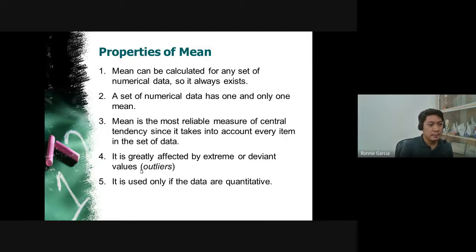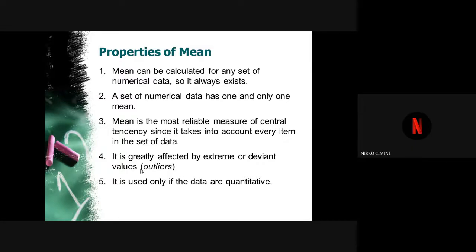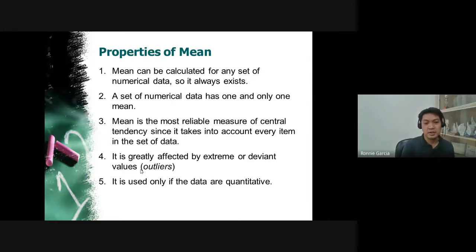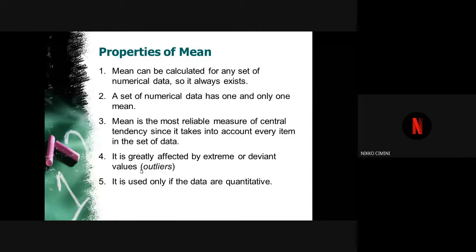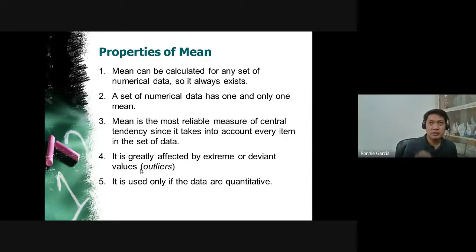Number 3, Simini. Mean is the most reliable measure of central tendency since it takes into account every item in the set of data. Thank you. Or every item in the set of data. It is the most reliable. As you can see kanina, di ba? 100, 0, 95, 0. All of those numbers included sa calculation natin. Then divided by kung ilan sila lahat, 4. That is why your average score for your quiz is just 48.75.